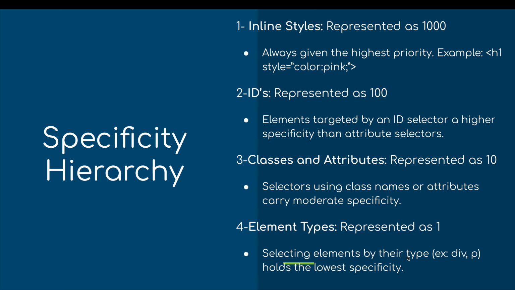Fourth is our element types, and those are represented as 1. Those are selectors selecting elements by their types, which is like a div or a p tag, and those hold the lowest specificity.